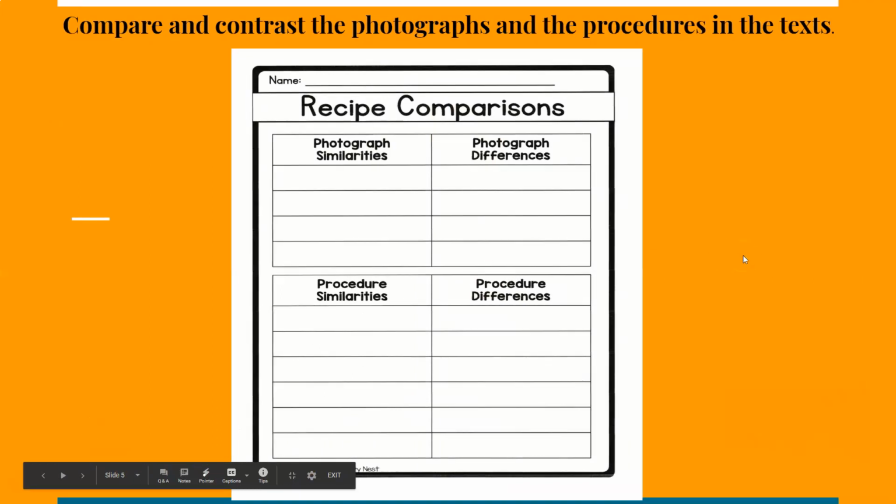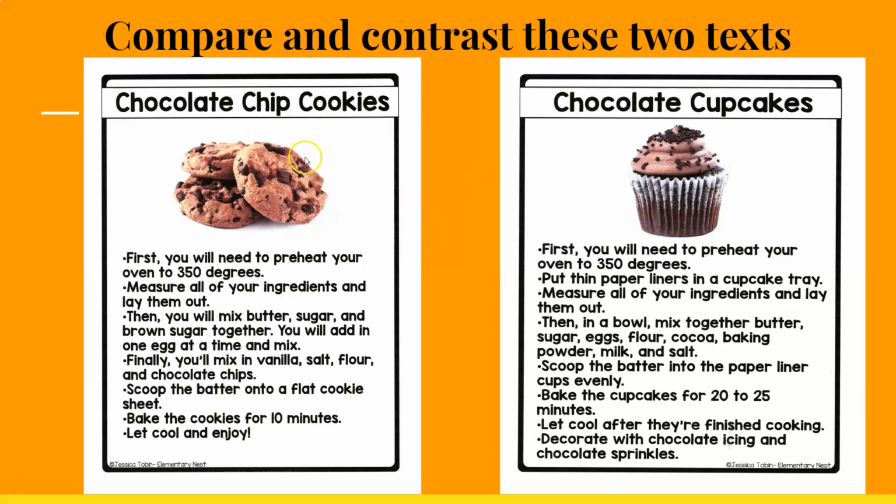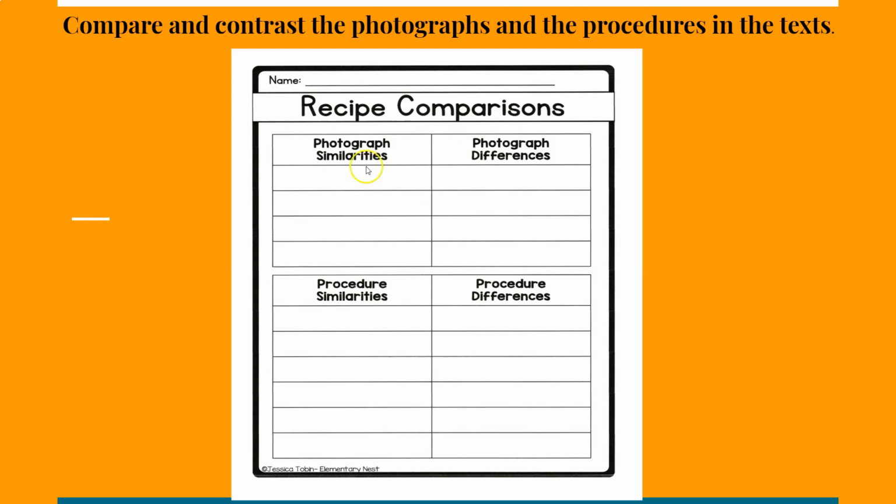And here is your first worksheet that you're going to use. You're going to compare and contrast the photographs and the procedures in the text. So on the first line, in the first two boxes right here, it says photograph similarities, and what you're going to do is go back to the photographs and tell me how they are similar, and so here we're going to say how they're similar and how they are different.